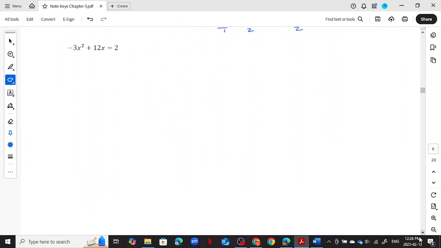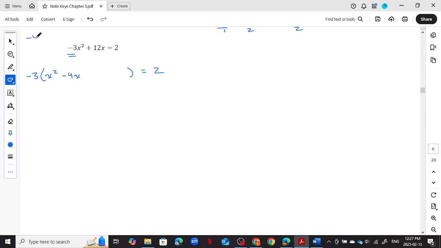All right, here's another one. So again, we have a coefficient on the x squared term. I have two choices. I can divide everything by negative 3, or I can just factor that negative 3 out of these two terms. I would end up with x squared minus 4x, leave a bunch of space, is equal to 2. Then I'm going to create that perfect square trinomial.